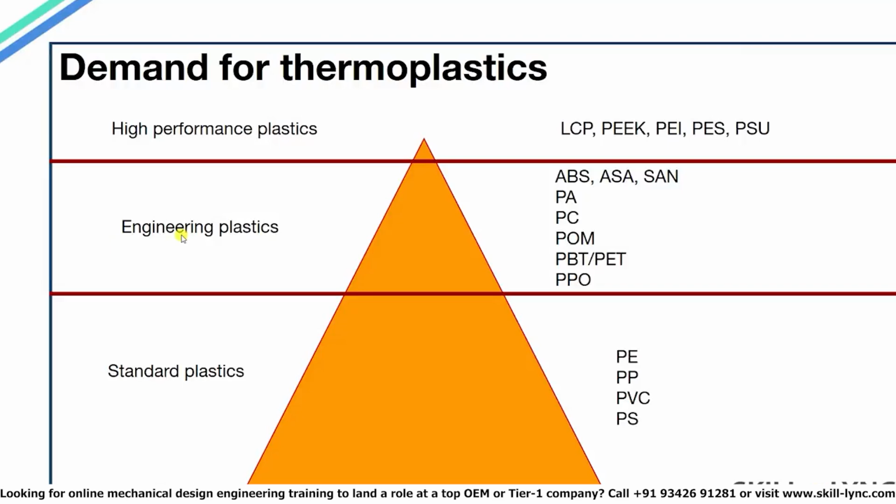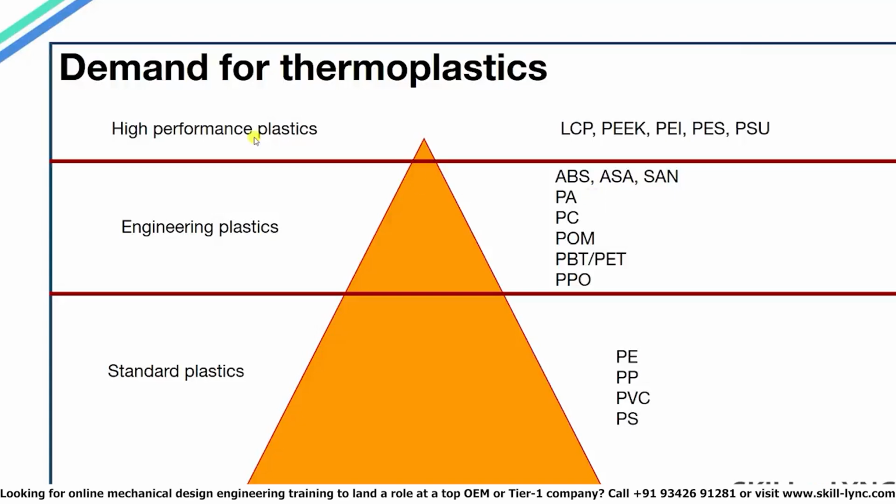Engineering plastics are the plastics that you will find used for making car or airplane components. ABS is acrylonitrile butadiene styrene. ASA and SAN are alternatives for ABS. PA is polyamide, which is commonly called nylon. More detail regarding these engineering plastics will be covered in the next topic.